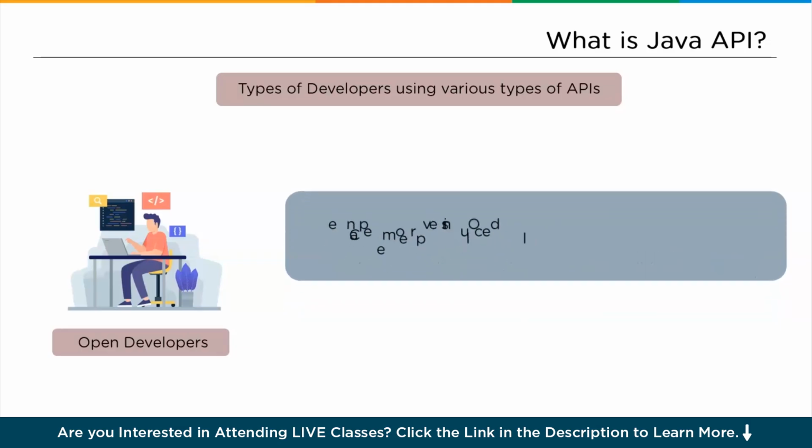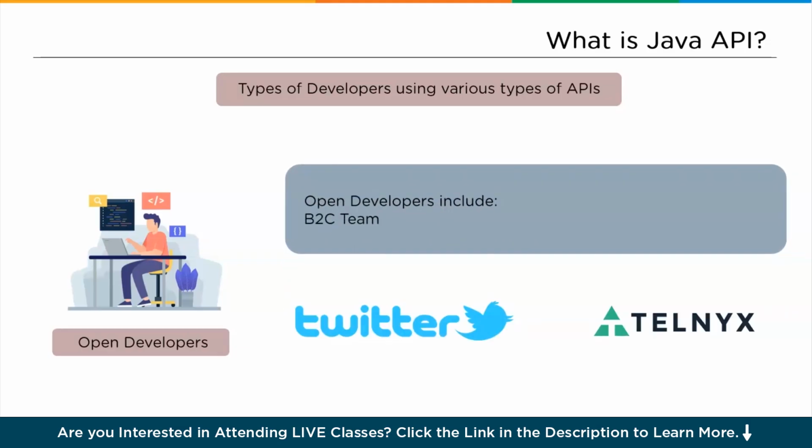The open developers majorly include the B2C teams, and some of the major companies that provide APIs for open developers are Twitter and Telnix. One best example is Twitter, where Twitter provides the Twitter API to Twitter developer accounts for using it for any kind of development or some data science applications and much more.